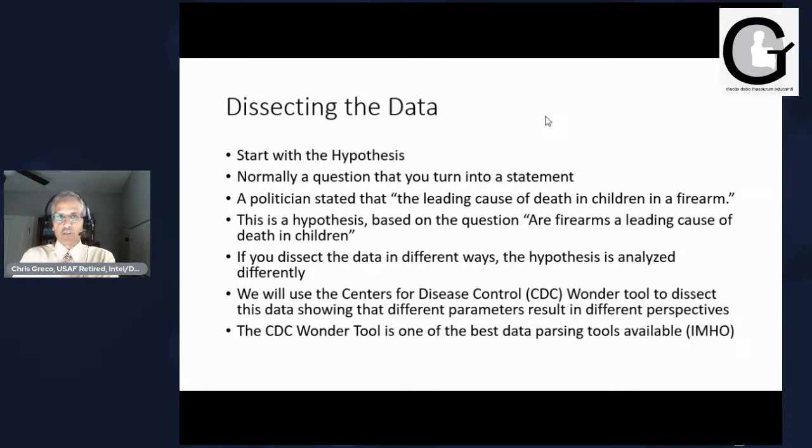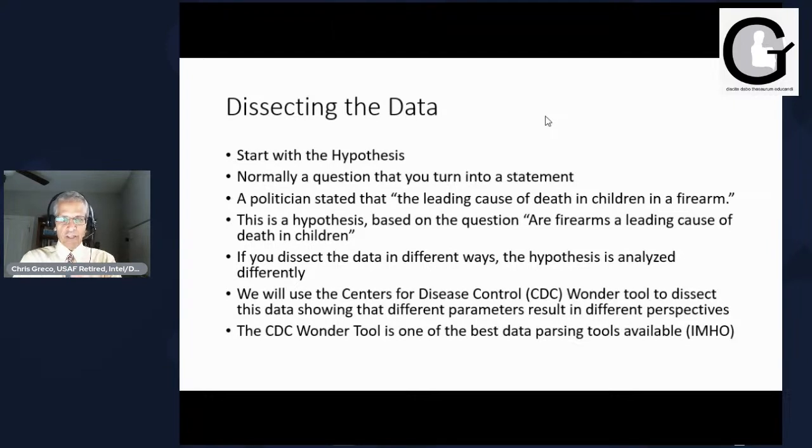You take a question, you turn it into a statement, that's your hypothesis, that's your claim. There's a claim there, right? And I think this is extremely important to understand. It's not a fact. This is not a fact. This is a claim.